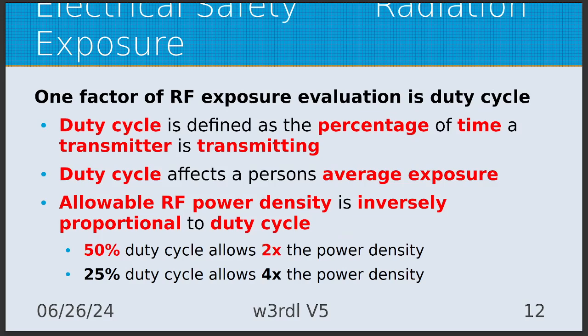Radiation exposure. One factor of RF exposure evaluation is duty cycle. Unless you have some tool monitoring your duty cycle, it will be the amount of time that you're transmitting versus the amount of time that you're receiving, because you can't do both at once. That's what your duty cycle is. And that's why I say if you're running digital, you're probably going to be pretty close to 50%, maybe a little below it, duty cycle. That will also make your radio hot. That will make your antenna hot.